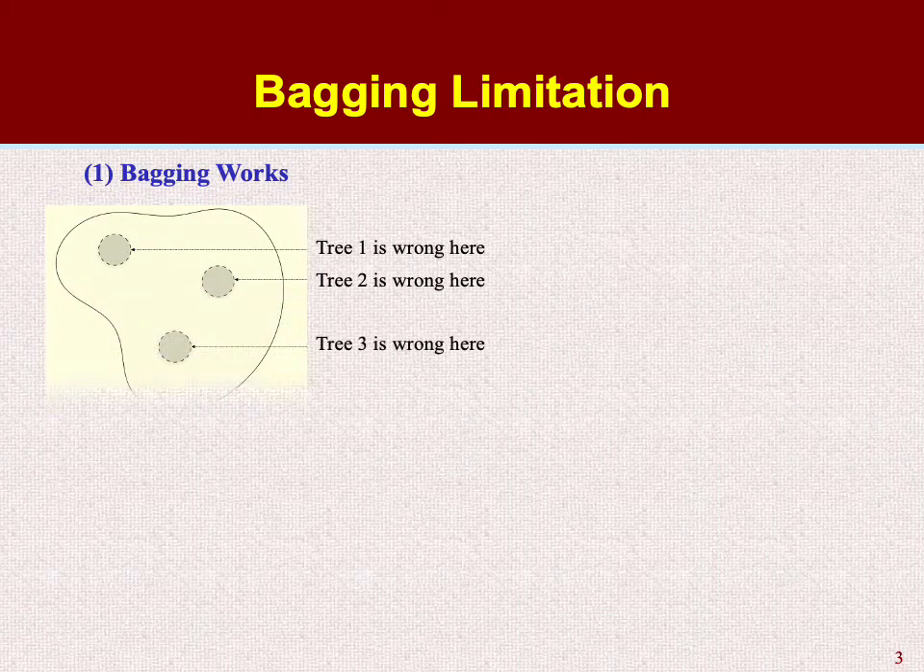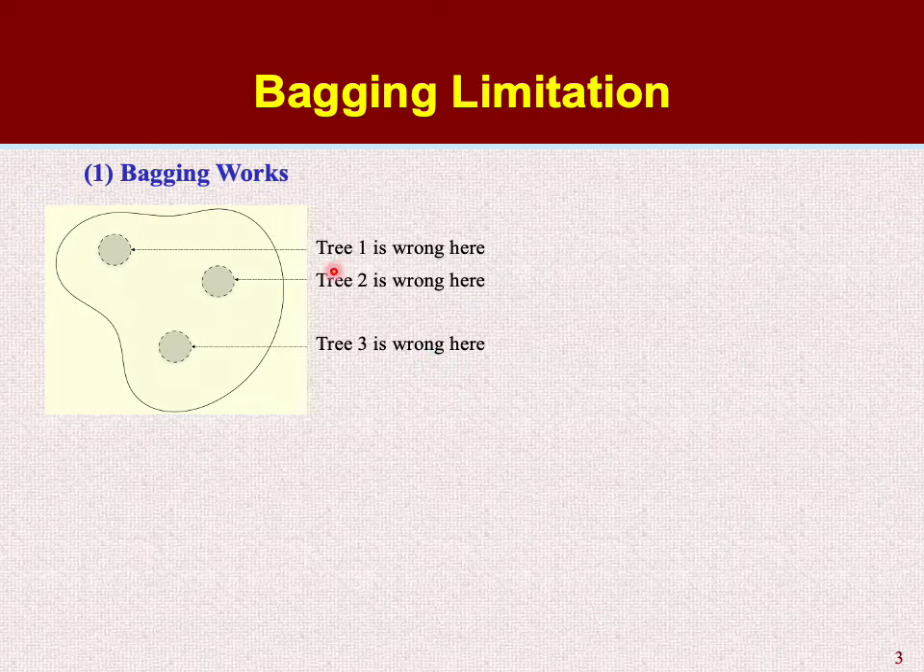Bagging limitation. As we saw in random forest as an example of bagging, it can be very efficient and effective. However, it has its own limitation. Let's dive deeper to see where it works and where it doesn't, starting with where it works. So let's see an example. Here we have three individual trees.